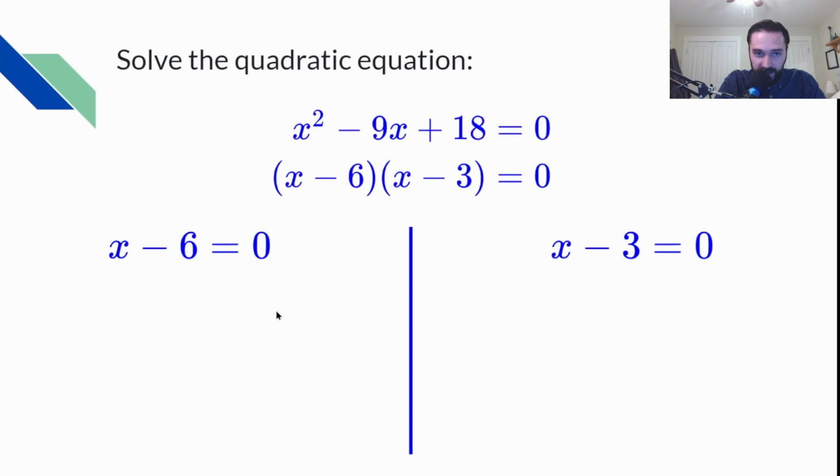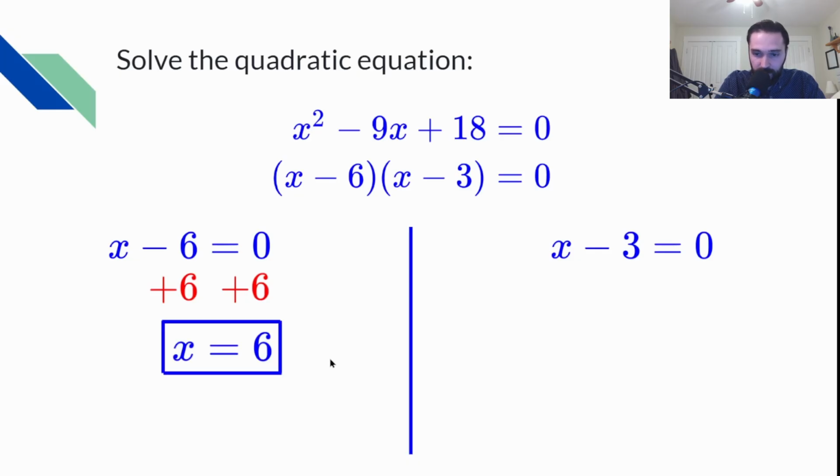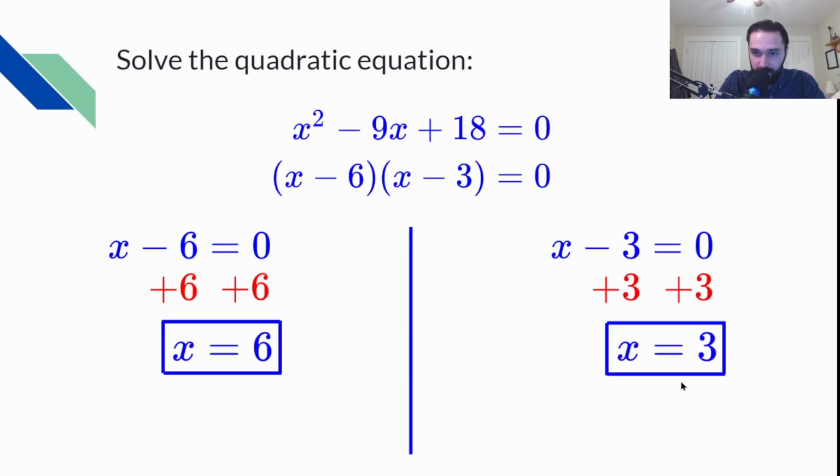Let's solve the one on the left first. Let's add 6 to both sides, and that gives us x equals positive 6. So that's one solution. Over here, let's add 3 to both sides, and that'll give us x equals 3. So I have my two solutions.